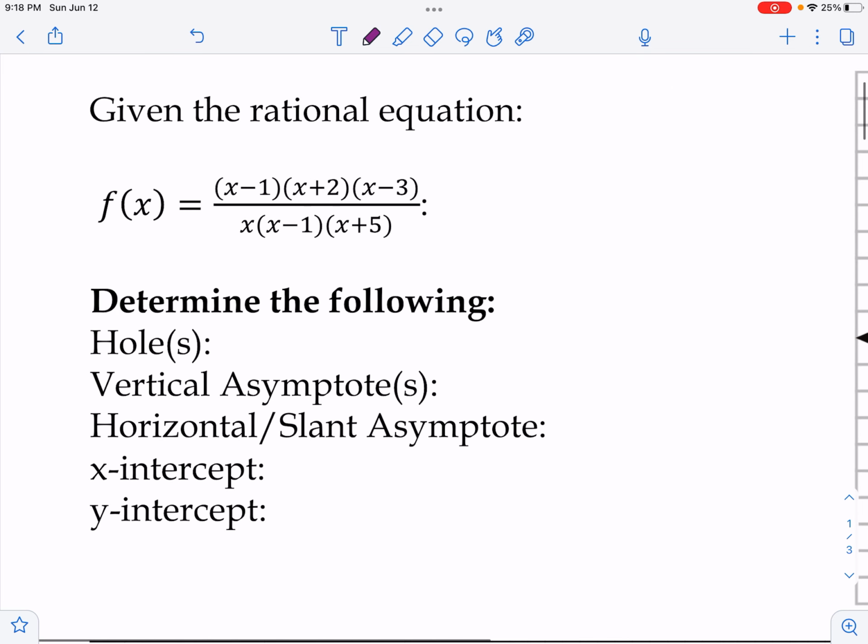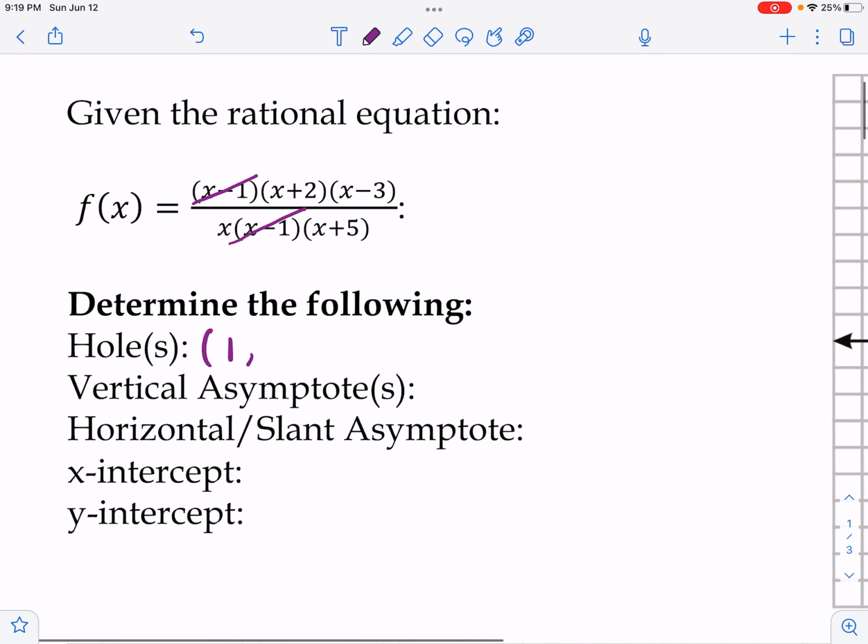So first, given the rational equation, we have to find the holes. Since x minus 1 is on the top and the bottom, we know that our first hole is going to be x equals 1, because we just take the opposite. And then if we plug in 1 for all the x's, 1 plus 2 is 3, 1 minus 3 is negative 2, 1 times 6 is 6, so then we would have negative 6 over 6, which is equal to negative 1, so our y will be negative 1 for a hole.